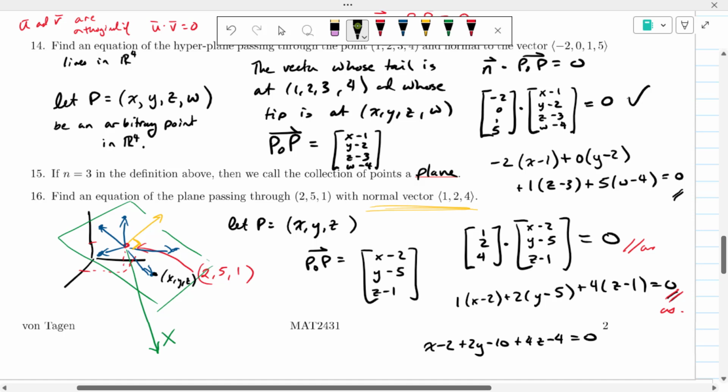If I collect like terms over to one side, we would have x plus 2y plus 4z, and there we'd have minus 12, and then minus 16, I believe. Let's see, minus 2, minus 10 is minus 12, minus 4 is minus 16, yes. And if we add it over, we get 16. And this is the more traditional way of seeing the equation of a plane that we came up with. But notice we did it in terms of vectors initially.